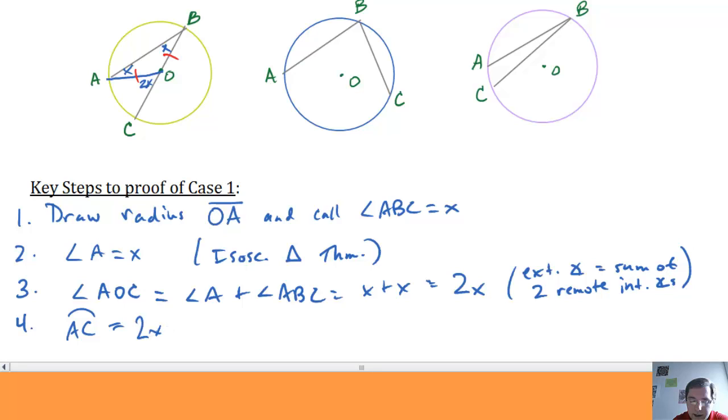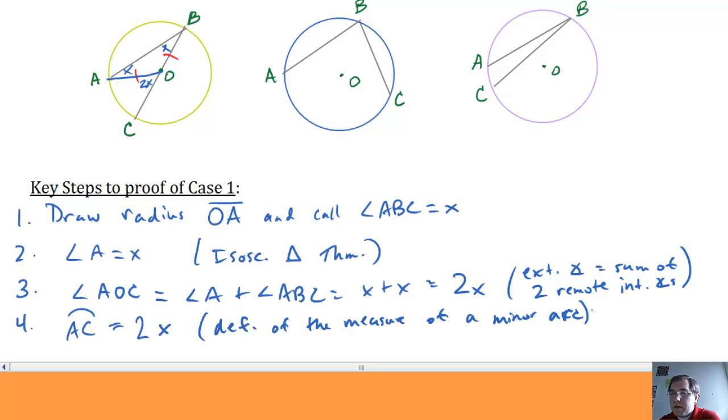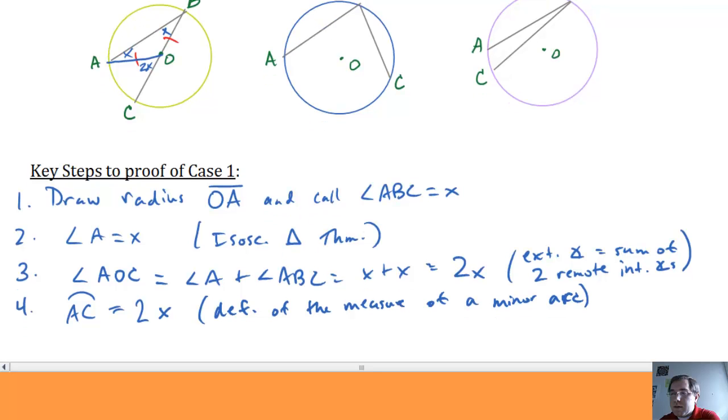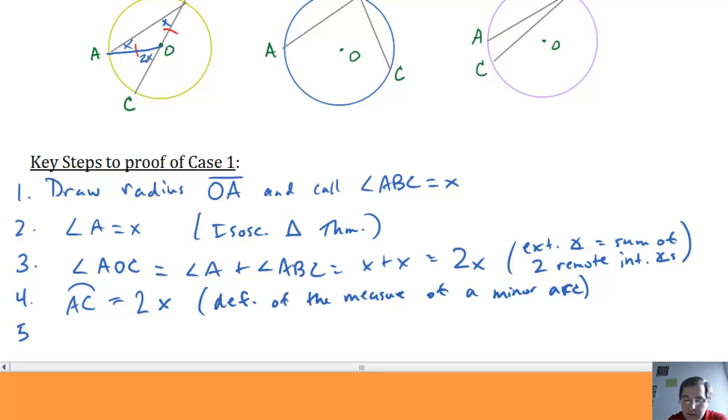The reason for that is simply the definition of the measure of a minor arc. We defined the minor arc to be the measure of its central angle. So by definition, that's true. But angle ABC was x, so that means arc AC equals 2 times the measure of angle ABC, which means angle ABC is half of arc AC, which is what we wanted to prove. That's what this theorem was claiming, that the measure of an inscribed angle, in this case angle ABC, is half the measure of its intercepted arc, which here is arc AC.